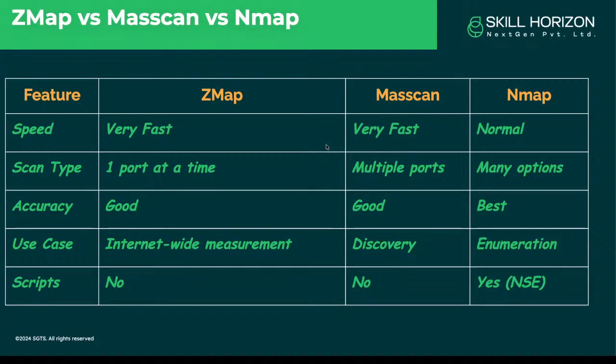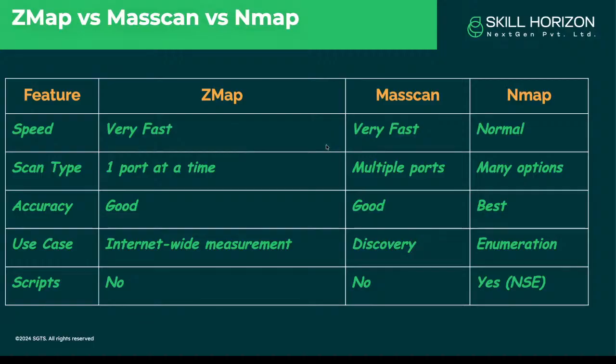Now, if we compare these three tools side by side, ZMap, Masscan, and Nmap, then for speed, ZMap is very fast, Masscan is very fast, but Nmap has normal speed. For scan type, ZMap only scans one port at a time. Using Masscan, we can scan multiple ports at a time, but in Nmap we have many options, depending on how many ports you want and how you want to scan the target. Accuracy: ZMap is good, Masscan is good, but Nmap has the best accuracy.